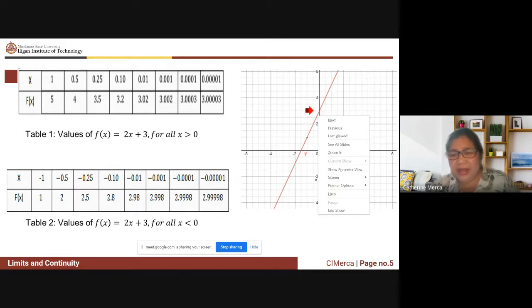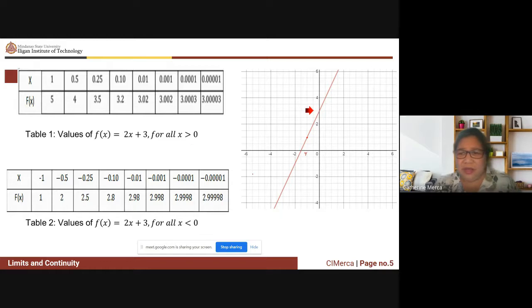Okay? On the other hand, if we approach 0 from the right, that is, x is greater than 0 here, what will happen? When x is equal to 1, we have here 5. So when x is equal to 1 here, the value of the function is supposed to be equal to 5.